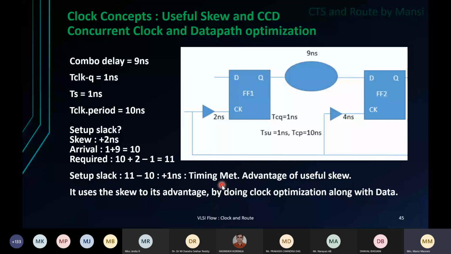I'm using that skew to my advantage of meeting the timing paths. This is called concurrent clock and data path optimization, and this is the concept of useful skew. Does everyone understand this, or do you have questions? Please ask. This is a very useful concept, used in the latest technologies, and nobody talks about it when you talk about clock. But in your interviews, if they ask you whether you know what CCD is, and you say yes, I can draw it and let you know, it's going to be a plus point. Do you guys have any questions?